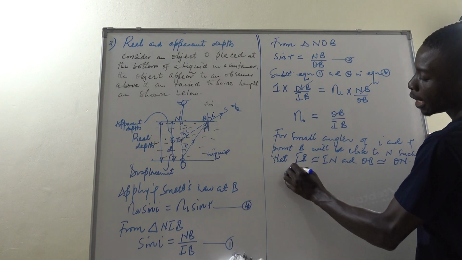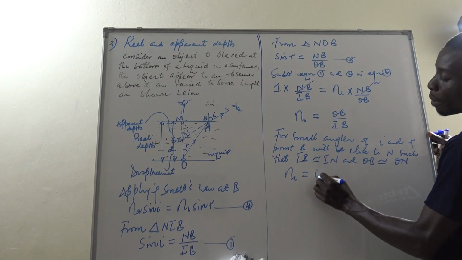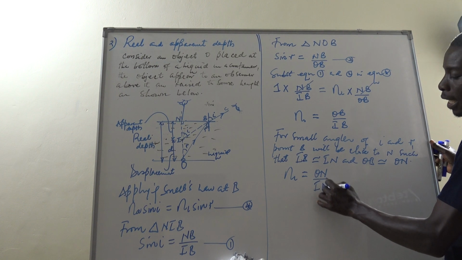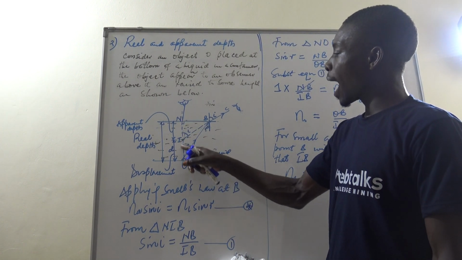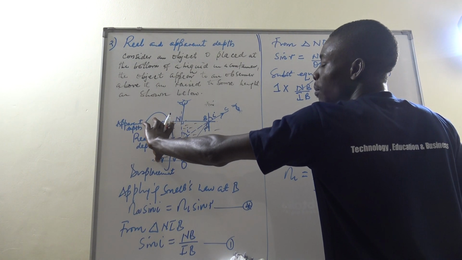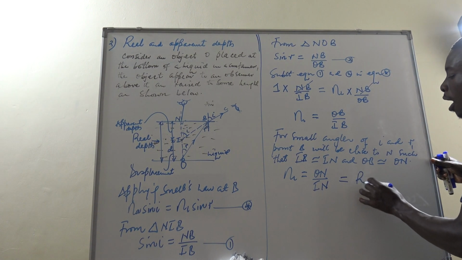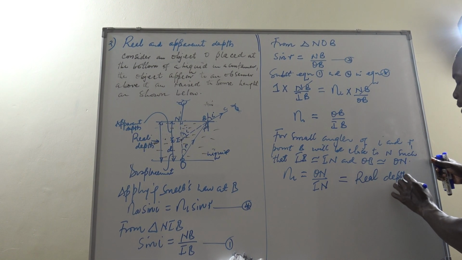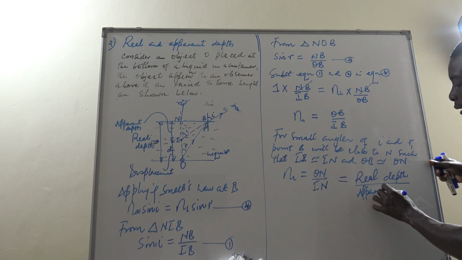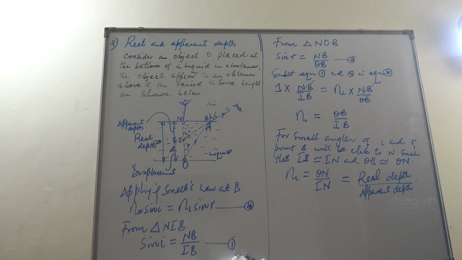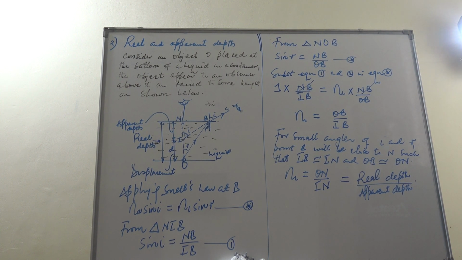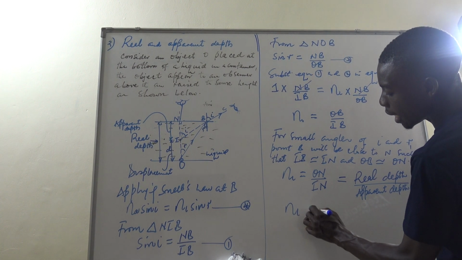So if that is true, we'll say NL is equivalent to OB, but OB is the same as ON, divided by IB, which is the same as IN now. ON out of IN. What is ON? ON is this, and we have already said it is equivalent to something we are calling real depth, divided by IN. IN is the apparent depth. So it is very clear that the refractive index of a liquid can be real depth divided by apparent depth.